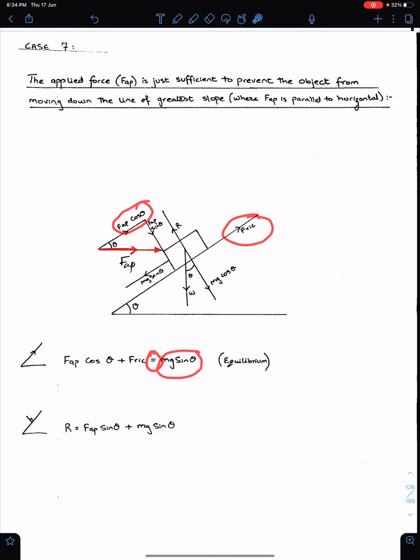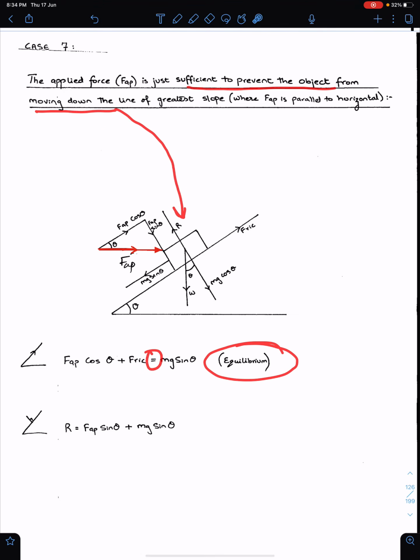Why do we have an equal sign? Because it's just sufficient to prevent the object from moving down the slope. This means the object is in equilibrium. So that is why we have an equal sign here.